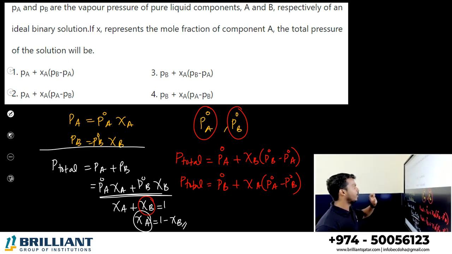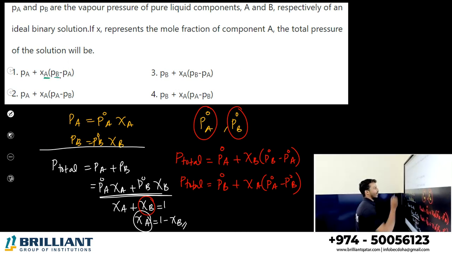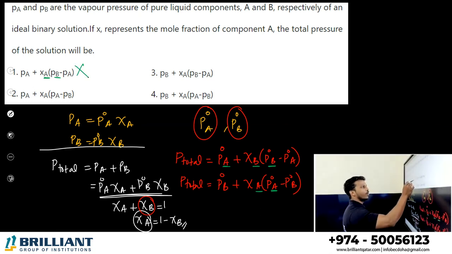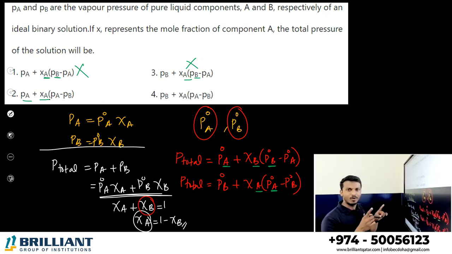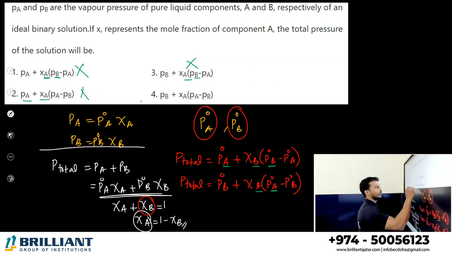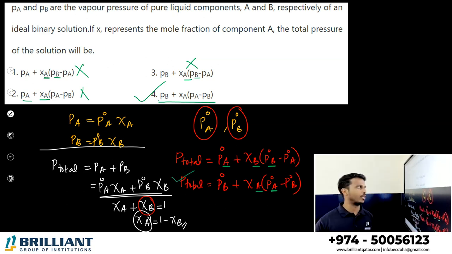The letters should be the same. If you take P naught A here, the mole fraction should be B. If you take P naught B, it should be A, so they should be matching. So this is not correct. If you are taking PA, then the mole fraction should be XB, so this is not correct either. Option 4 is correct: P naught B plus XA into (P naught A minus P naught B). Yes, this is correct. So the total pressure equation is important, and a numerical can be expected.